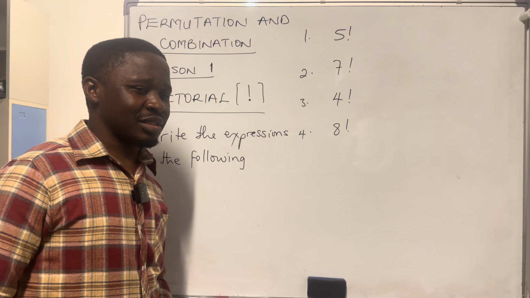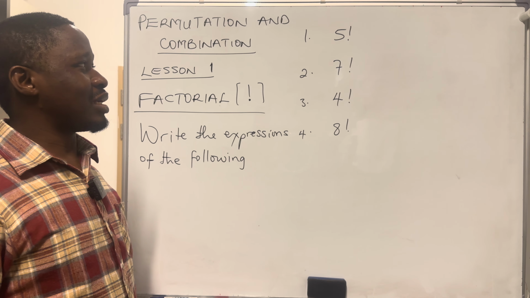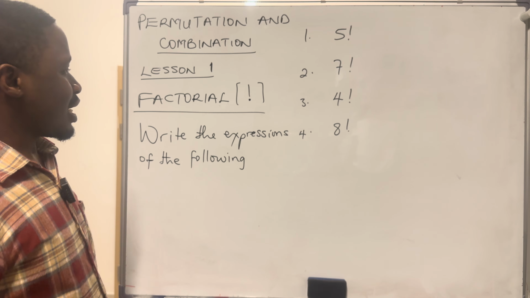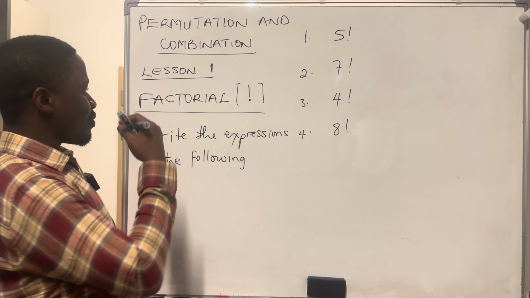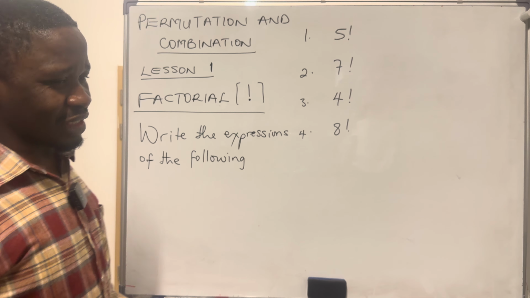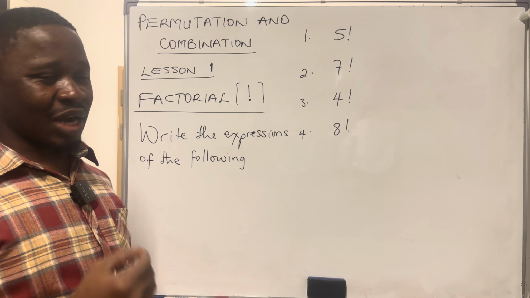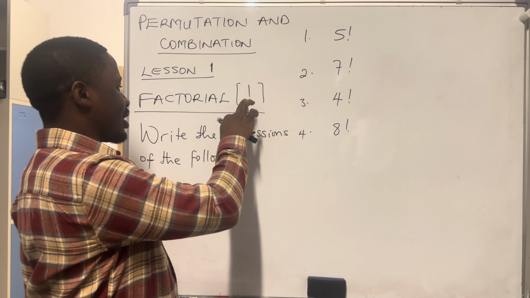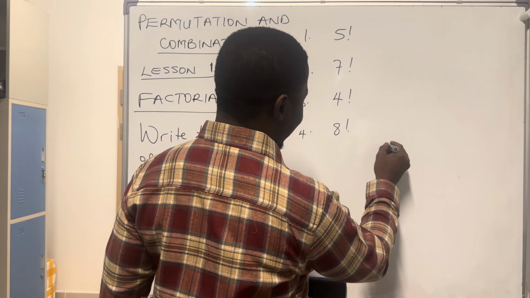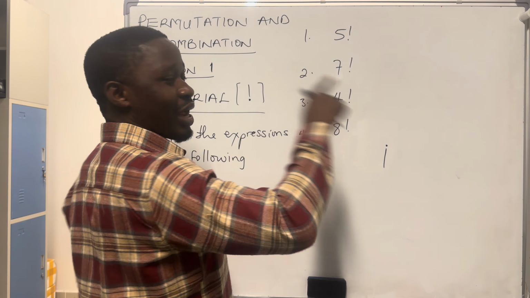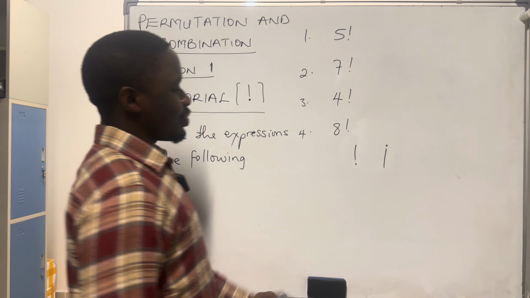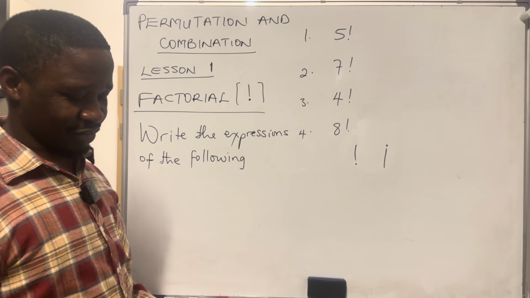Most times, 95% of the students that never treated factorial never knew that there is a button in the calculator that has this symbol. This is I. So when you write it upside down like this, this is a factorial.